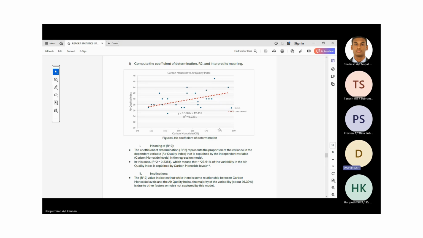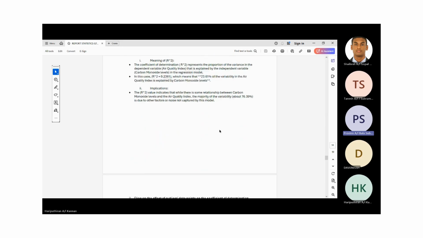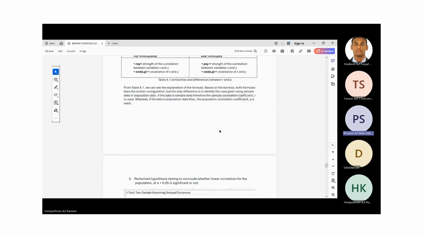This means that carbon monoxide has some influence on air quality index, but the majority, about 76.39% of variation, is due to other factors such as humidity, temperature, VOC, or particulate matter. A low R squared suggests that the model does not have strong predictive power and should be improved by including additional independent variables. Thank you.